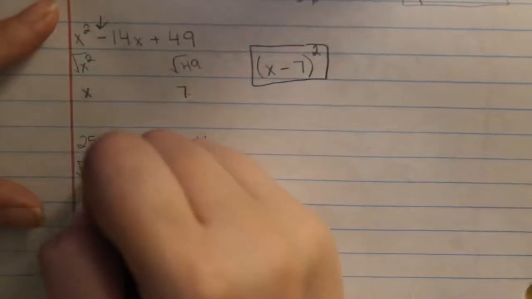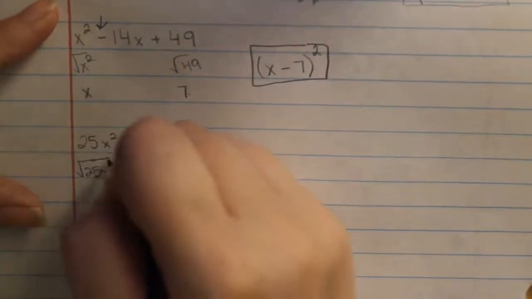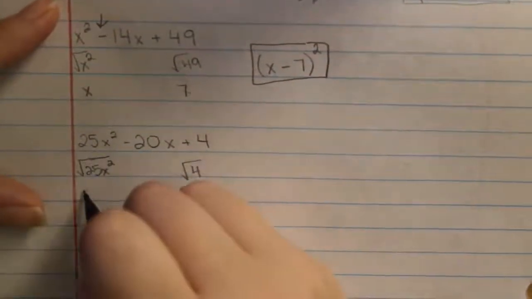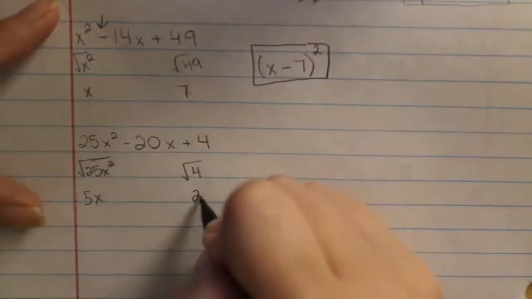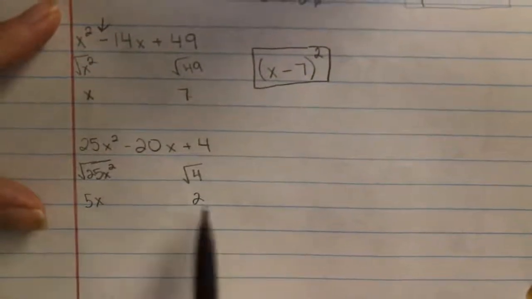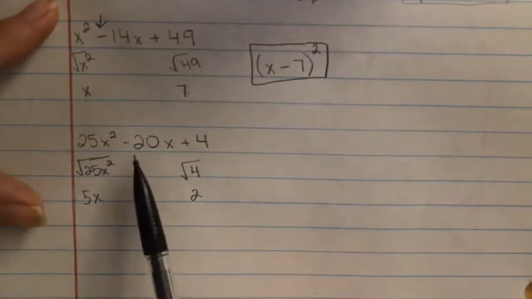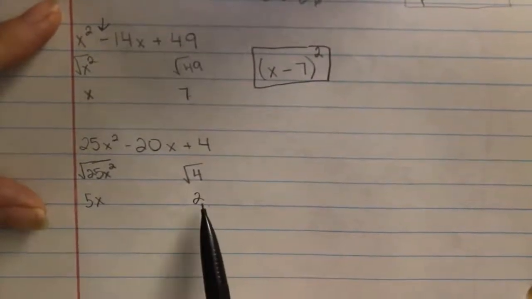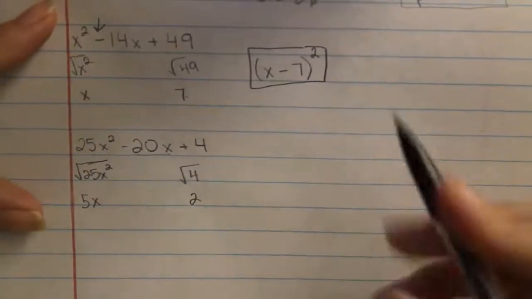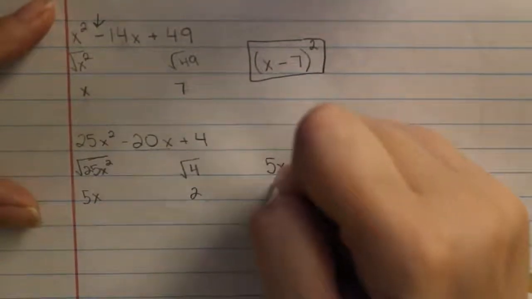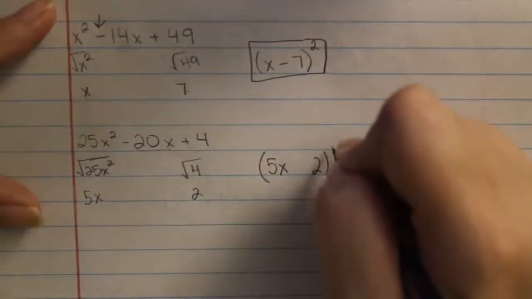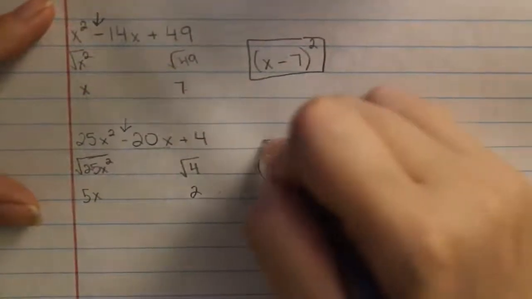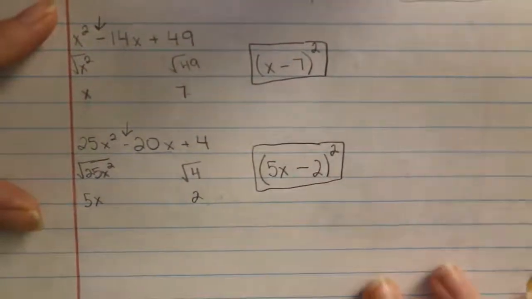So we're going to do this down here. The square root of 25x squared and the square root of 4. So I've got 5x and I've got 2. We're going to double check that. 5x times 2 is 10x, and 10x times 2 gives me 20x. So I know this is (5x minus 2) squared. I'm going to look at that, say it's negative, and there we have it.